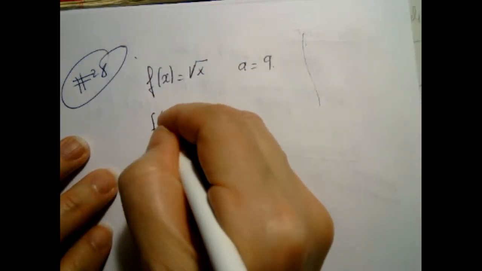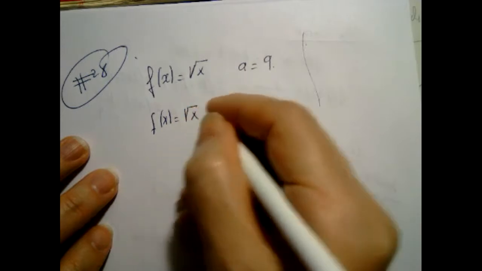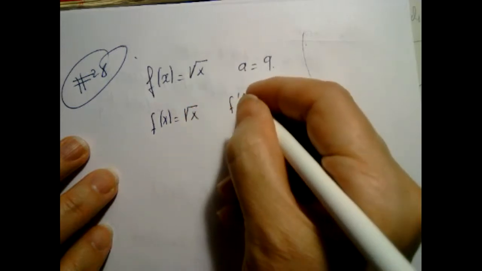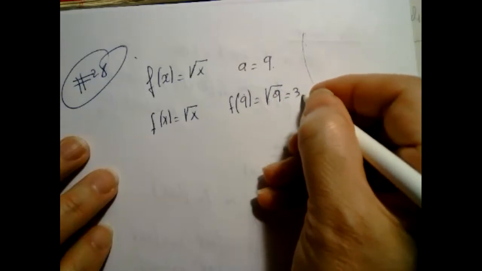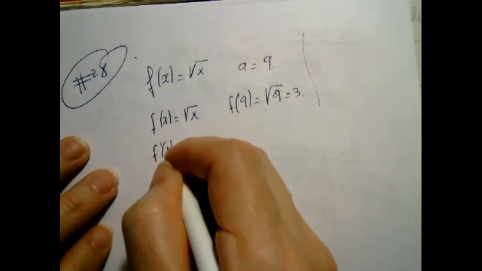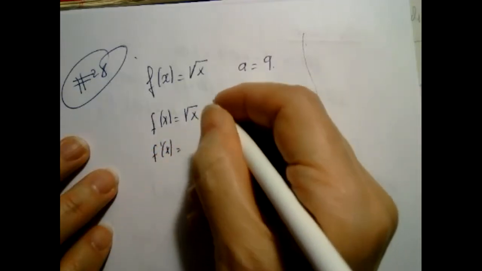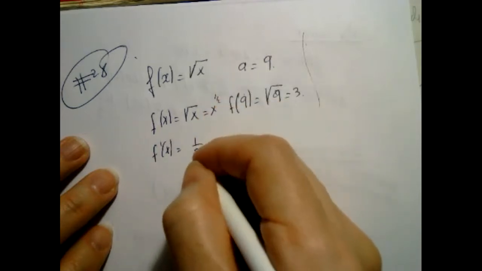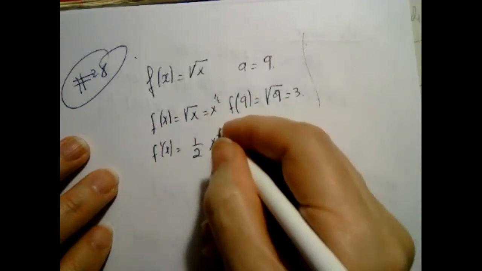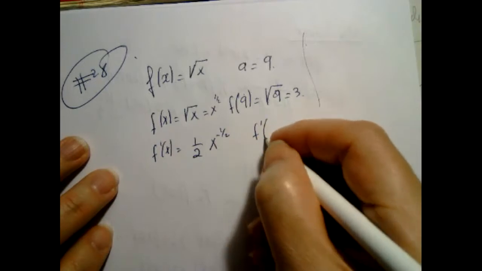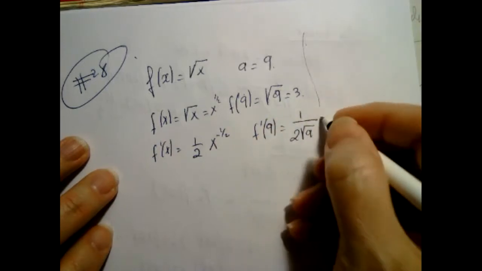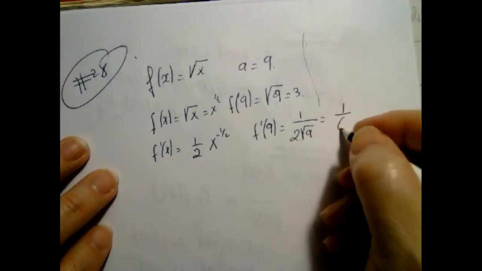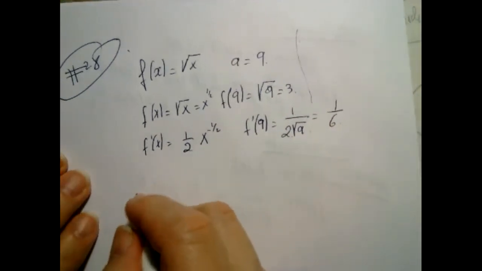Okay, so let me see. So let us do it very quickly. f of x is the square root of x. It means f of 9 is the square root of 9, which is 3. Now f prime. To be able to find f prime, I need to write this as x to the power a half, so this is a half times x to the power a half minus 1. It means f prime at 9 is 1 over 2 square root of 9, which is 1 over 6. Please, if I make any stupid mistake, let me know.